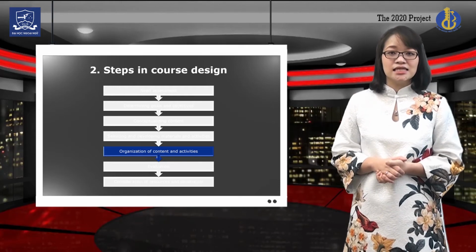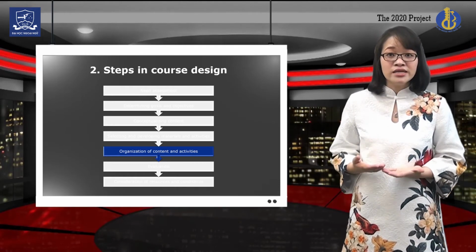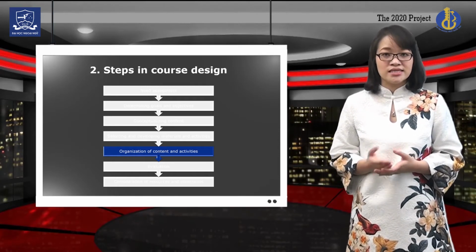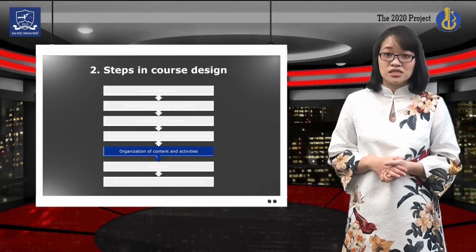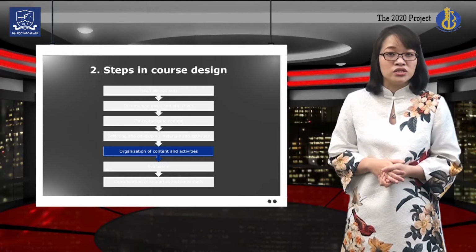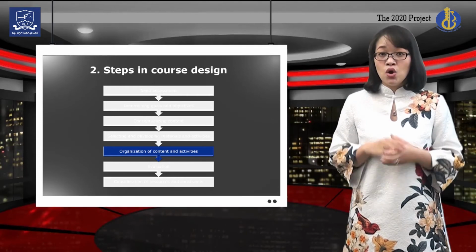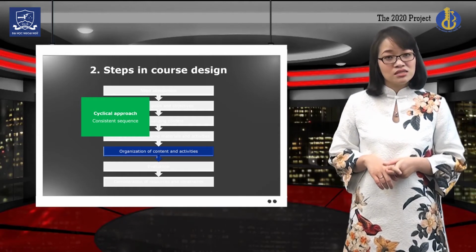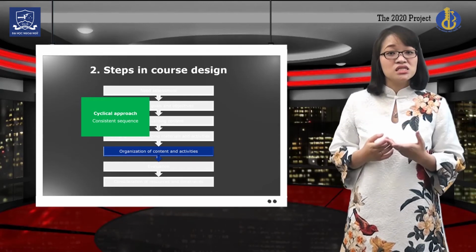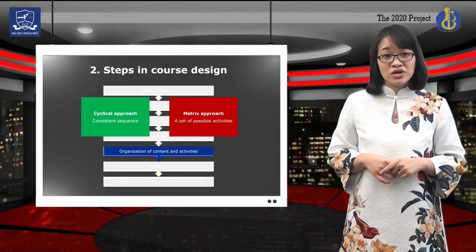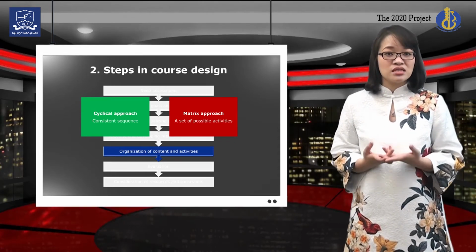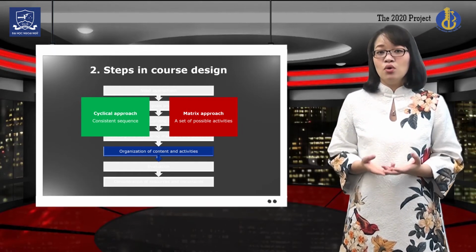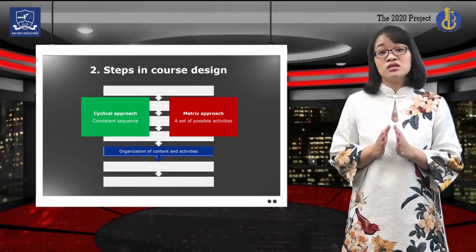After being selected, content and activities are organized following a cyclical approach or a matrix approach to course organization. Both approaches suggest materials should be learned and activities should be conducted within the time frame. In the cyclical approach, a regular cycle of activities follow a consistent sequence. In the matrix approach, the teacher works with a set of possible activities for a given time frame and then decides which activities to be used as the task process.